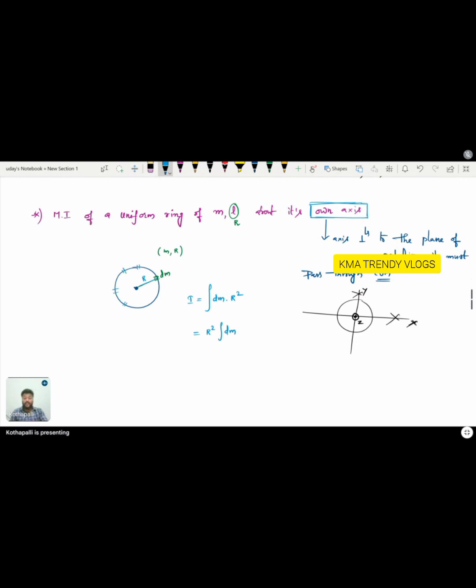Here, many point masses will be available. If I add up all those point masses on the ring, what will it be? M. So the moment of inertia of a ring about its own axis, which we will call the center of mass axis, is m r square. Moment of inertia of a ring about its own axis, if its mass is m and radius is r, is nothing but m r square.